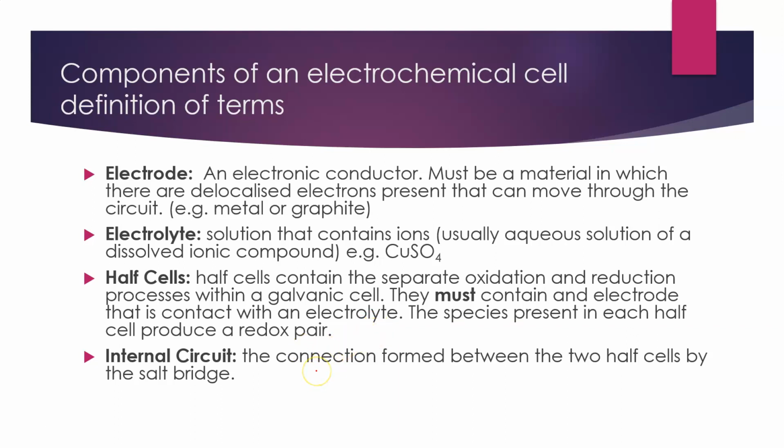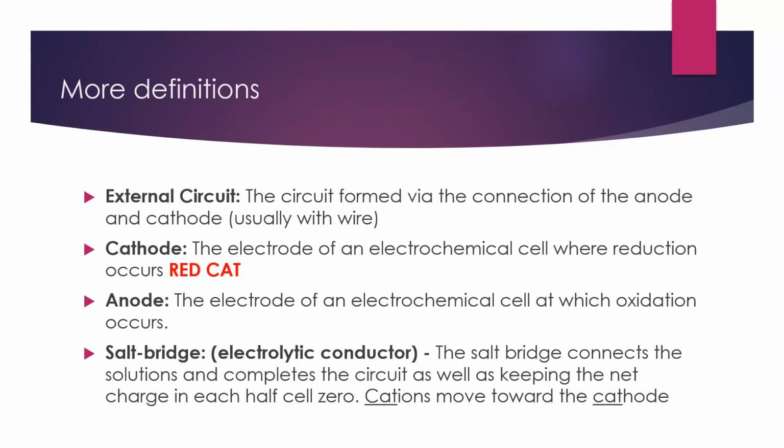The internal circuit is the connection formed between the two half cells by the salt bridge, closing up that circuit. The external circuit is a circuit formed via the connection of the anode and cathode, usually with a wire, and typically we put a voltmeter in that circuit or a globe or something like that.